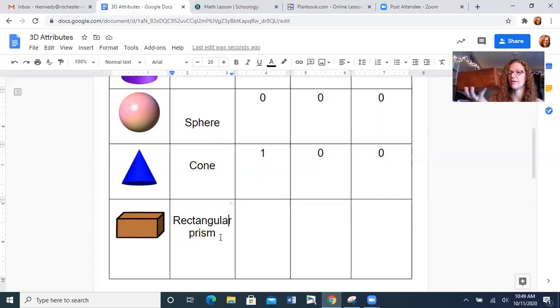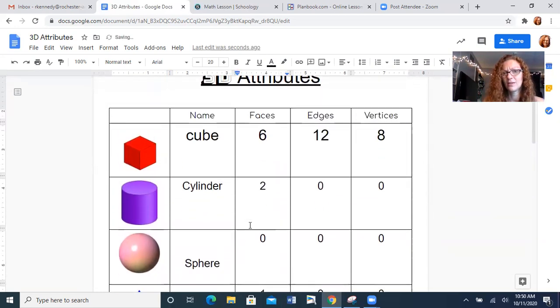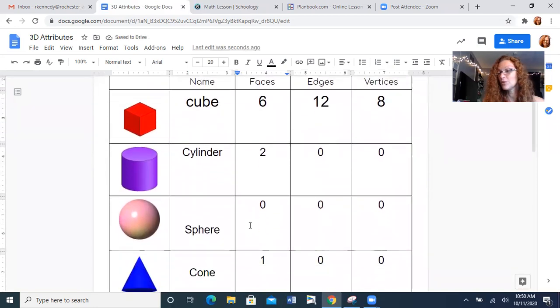How many faces does it have? So let's count. 1, 2, 3, 4. Don't forget the top, 5, and the bottom, 6. It has 6 faces. That reminds me of a cube, because a rectangular prism and a cube are a lot like a square and a rectangle, right? The rectangular prism is just a cube stretched out. So the numbers, super hint, are going to be the same.